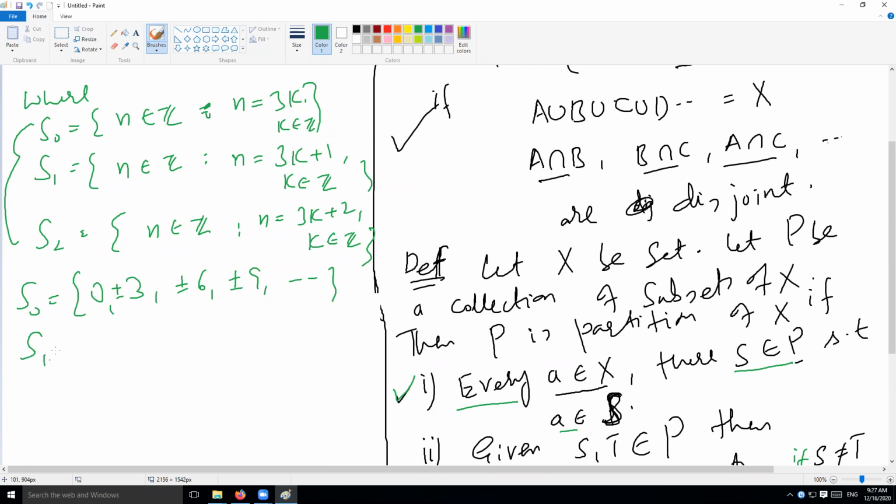How about S1? By the way, what does this description tell you? What is the meaning of n being 3k plus 1? I know the meaning of 3k: it's a multiple of 3, a number that is divisible by 3. But plus 1, what does the plus 1 tell you? Anyone?